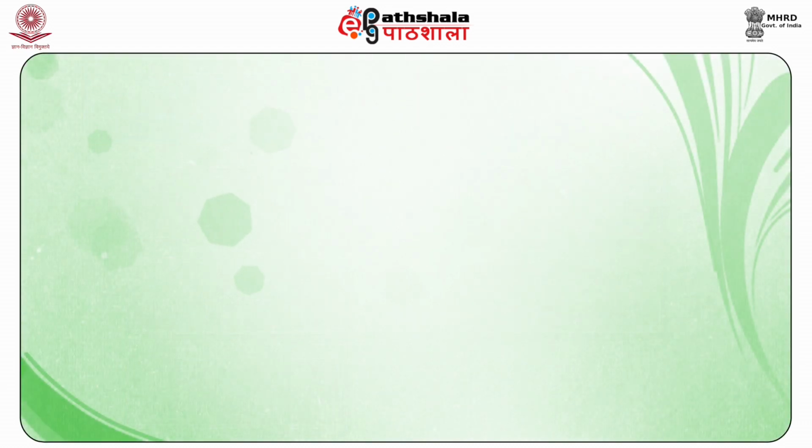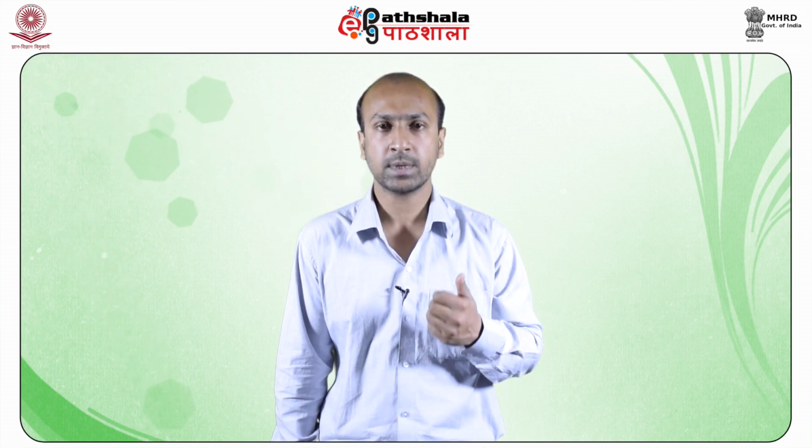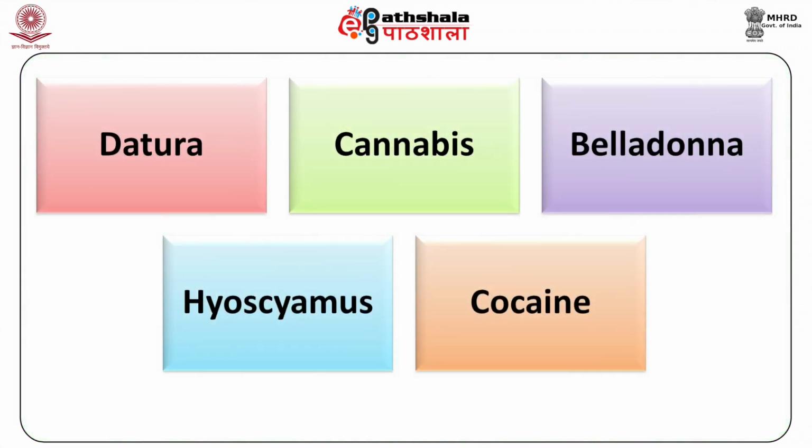are present. Now, the third point is the deliriant poisons. Deliriants are substances that induce delirium, which means acute confusional state with disorientation, delusion, and hallucination, and comprise mainly dhatura and cannabis. Other examples contain belladonna, hyoscyamus, cocaine, etc.